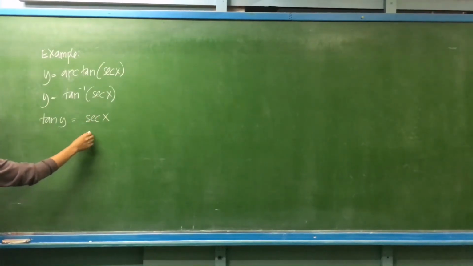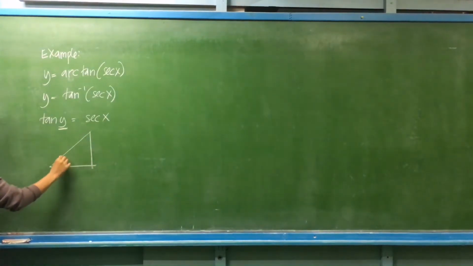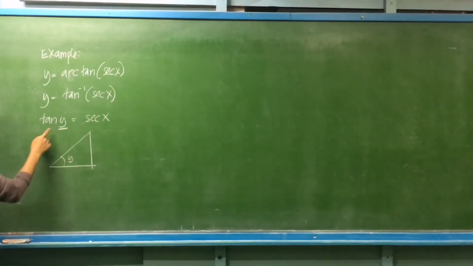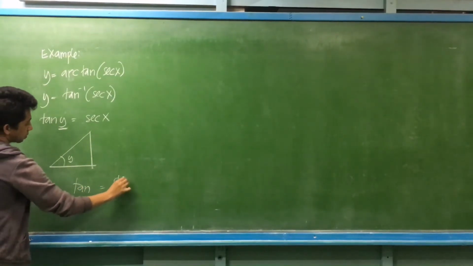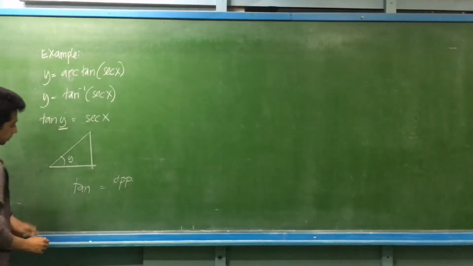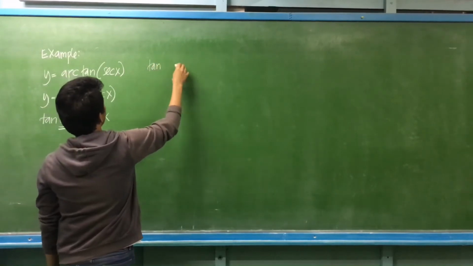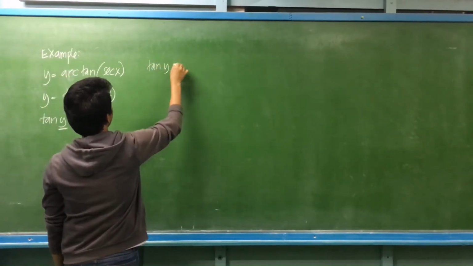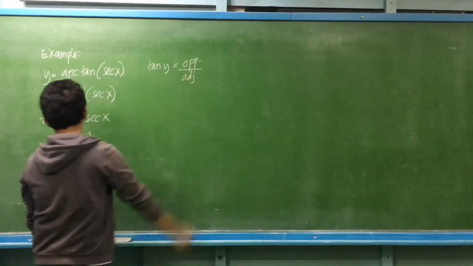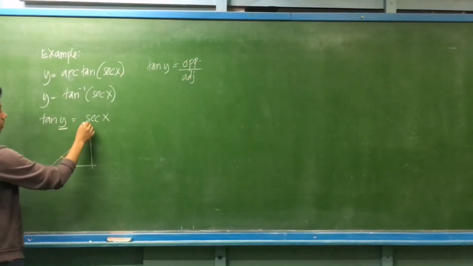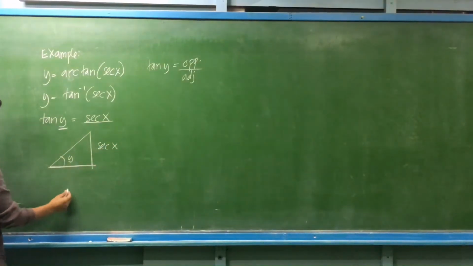So if we make an equivalent right triangle again, your angle is y. What does tangent mean? Okay, tangent is basically opposite divided by adjacent. So we have tangent of y is equal to opposite divided by the adjacent side. What is our opposite? Opposite is the secant of x. Your adjacent side will be 1.